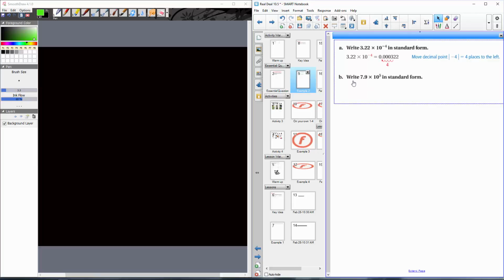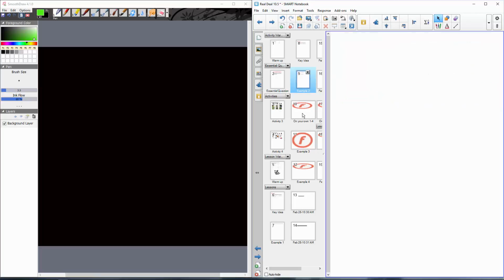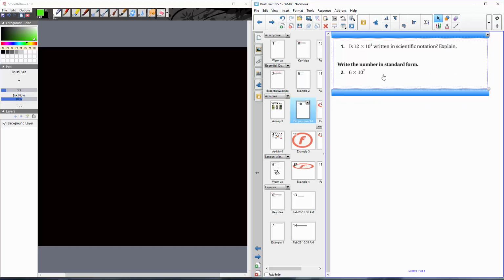This one here, it would be 4 zeros to the right. So it'd be 7, 9, and then 4 zeros. So I want you to try doing a couple yourself. So pause the video and try to solve these.